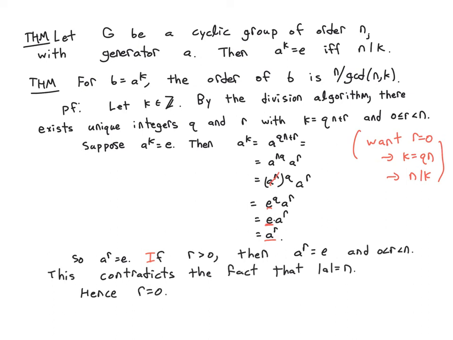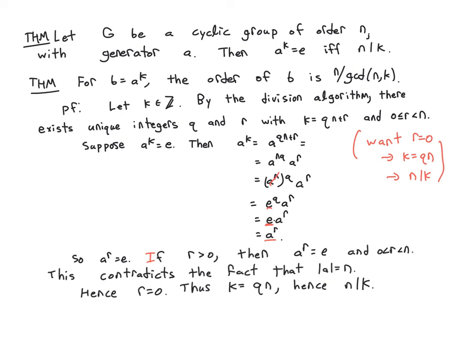What does that mean? Well, that means that k is actually equal to q times n. Hence, n divides k like we wanted. Congratulations, that's the halfway point on this proof. We managed to assume that a to the k is equal to the identity, and we concluded that n divides k. What do we still need to do?